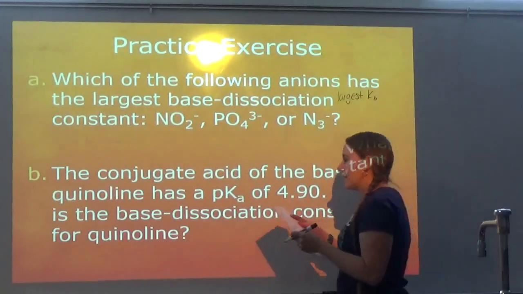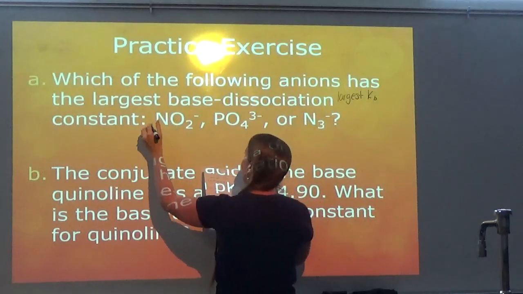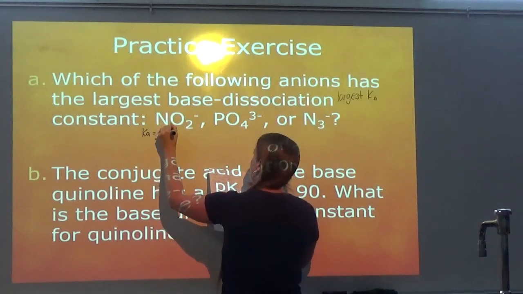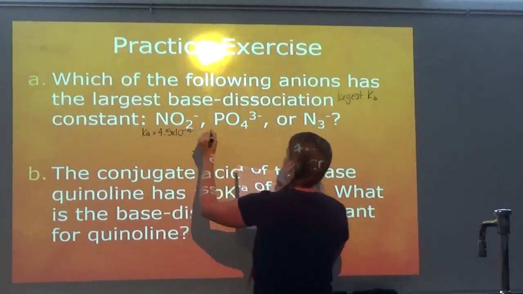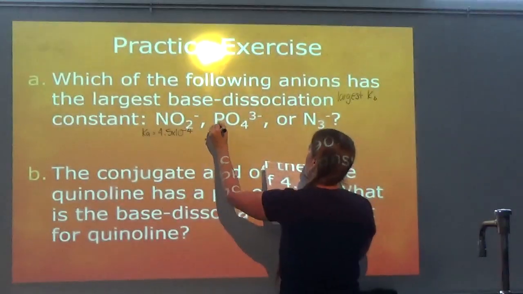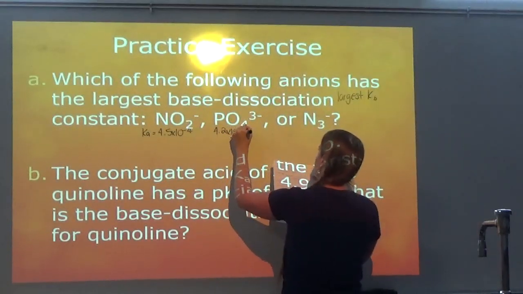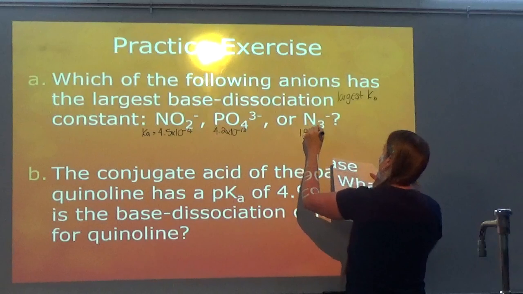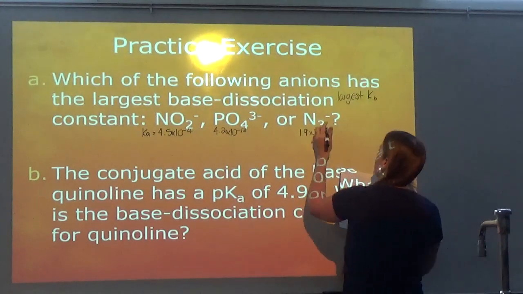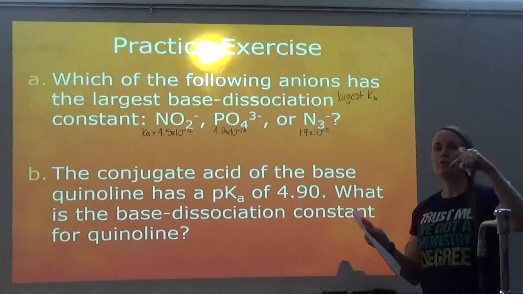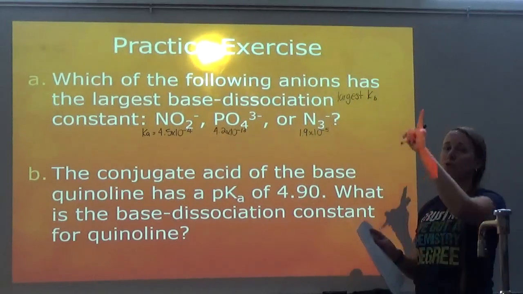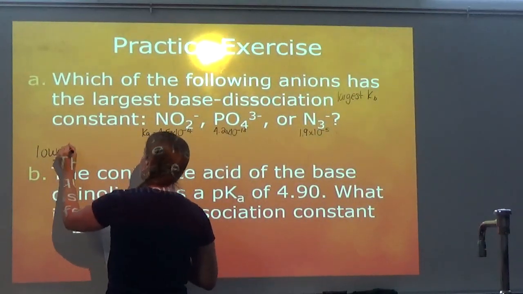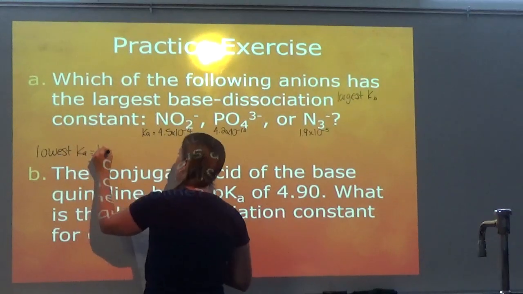But in the book, it only gives me the Ka values. So here, I'll give you what Ka values I found. So for NO2 negative, I found that Ka, so these are all the Kas, is 4.5 times 10 to the negative 4. This one, the Ka is 4.2 times 10 to the negative 13. And this one, the Ka is 1.9 times 10 to the negative 5. All right, so remember, as Ka goes down, Kb goes up. Okay, so in other words, the lowest Ka equals the highest Kb.